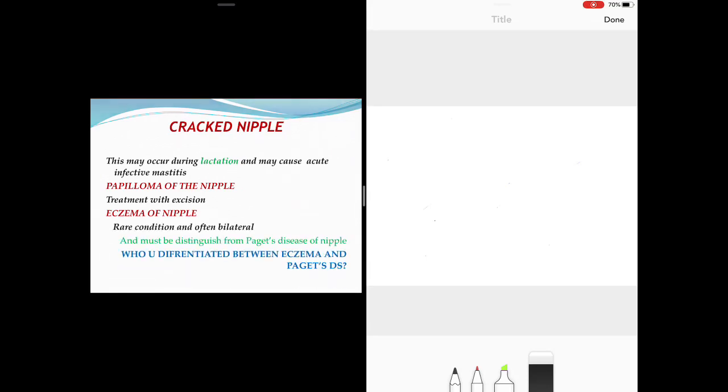Papilloma of the nipple, يعني papilloma عادية هنا. Eczema of the nipple is important. Axillary nipple. لازم differentiate the eczema of the nipple from Paget's disease of the nipple. Three or four differences between eczema of the nipple and Paget's disease of the nipple. High important لازم نعرف how to differentiate between these two conditions.